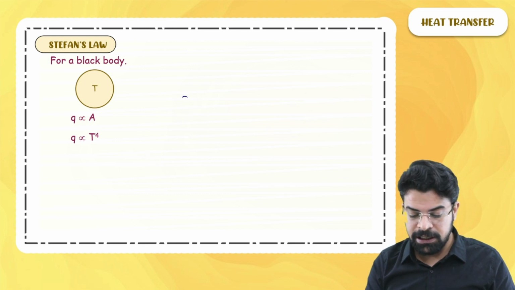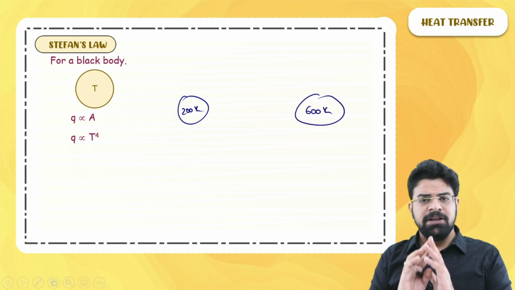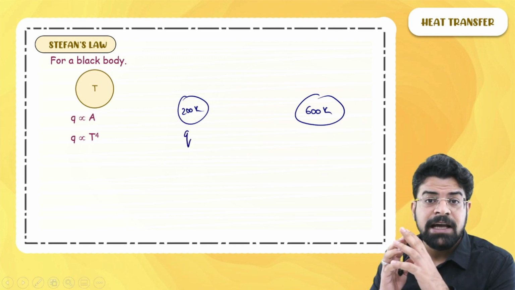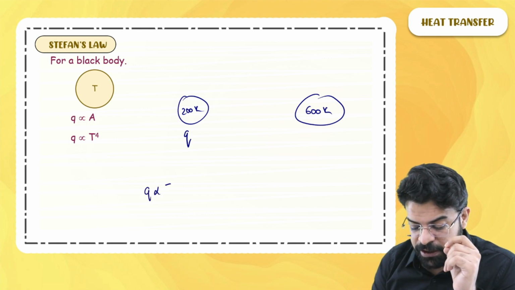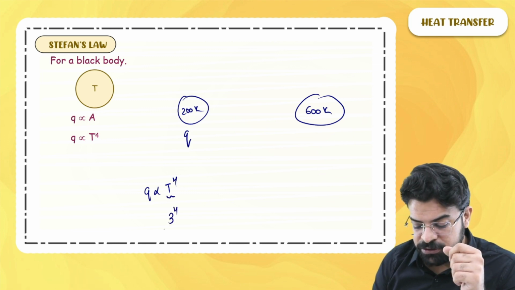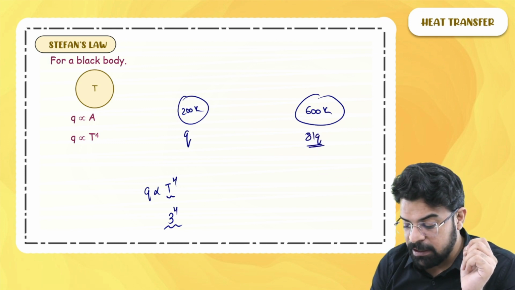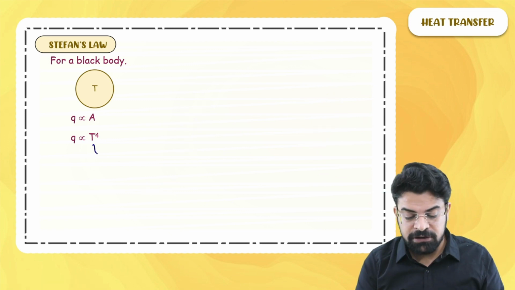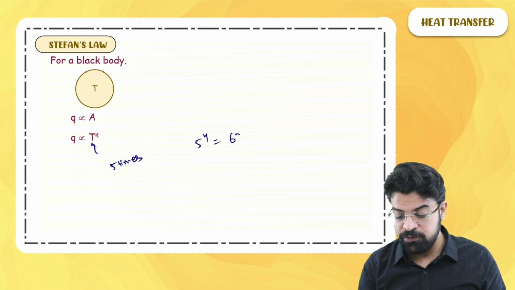Q. Similarly, let's say the first body is at 200 Kelvin and the second body is at 600 Kelvin, everything else the same, same type of material, same surface area. If the first body radiates energy at the rate Q, then the second body, as you know the heat radiated is proportional to T raised to power 4. When the temperature becomes 3 times, the heat radiated becomes 3 raised to power 4 times, and 3 raised to power 4 is 81 times. So the second body radiates 81 Q. Similarly, if the temperature becomes 5 times, the heat radiated becomes 5 raised to power 4 times, and 5 raised to power 4 is 625 times.